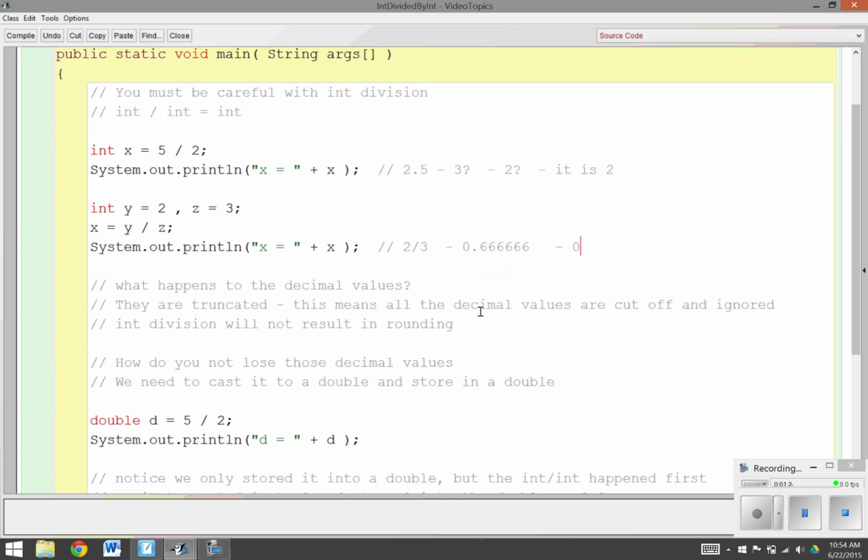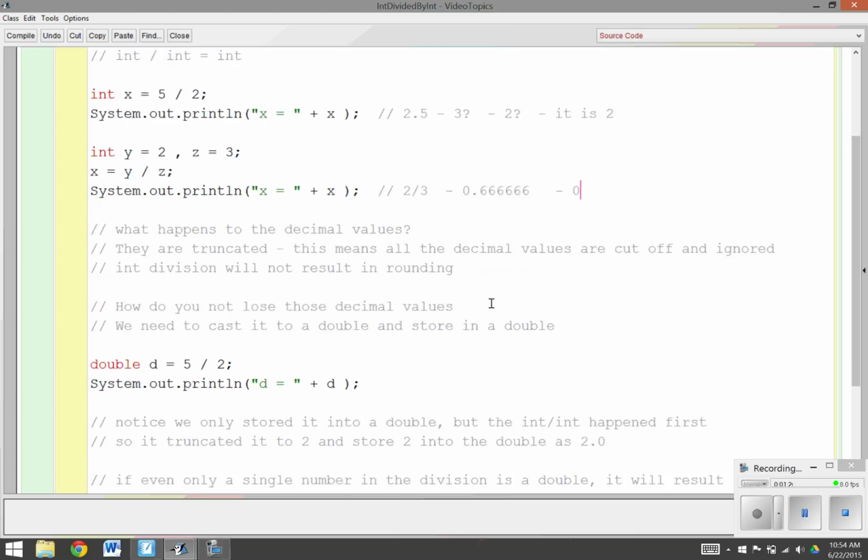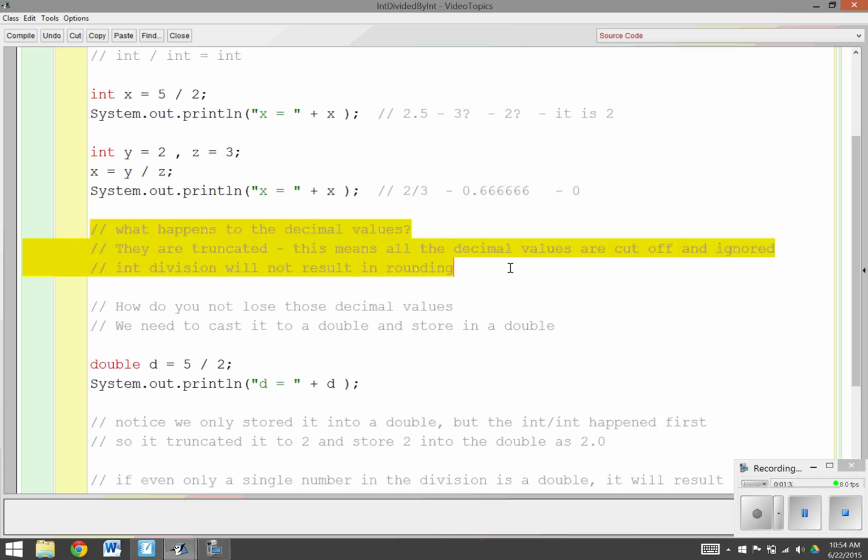So what happens to those decimal values? Why did it become 0 and not 1? Why did it become 2 and not 3? They're truncated. Not rounded, they are truncated. This means all the decimal values are cut off and ignored. Integer division will not result in rounding.